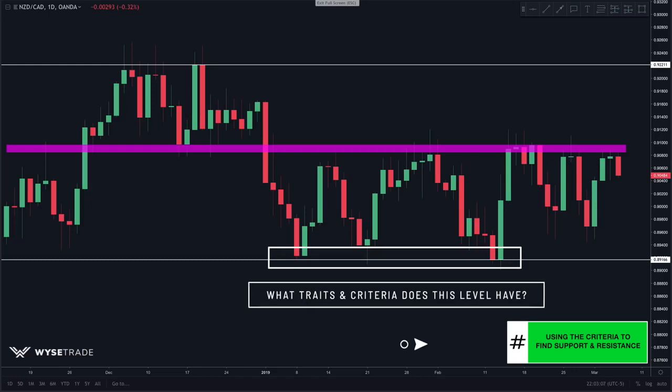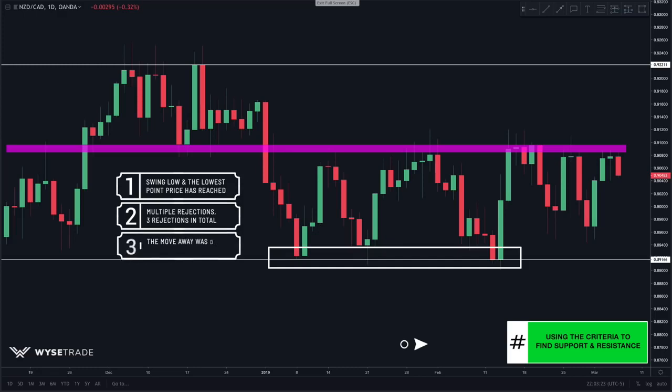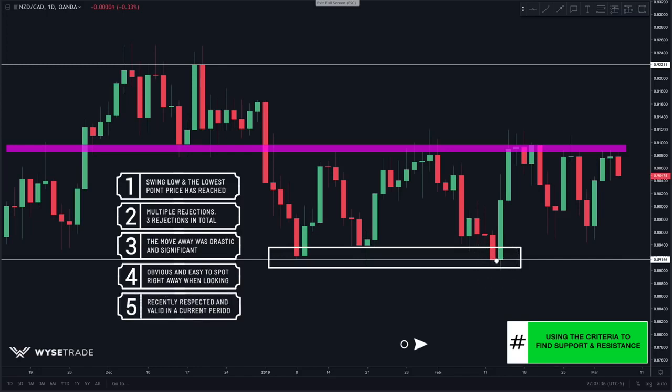So again, what criteria does this level have that makes it a good level of support? 1. It is the extreme swing low, meaning the lowest point price has reached in recent time. 2, there were multiple rejections of this level, 3 in total. 3, the move away was drastic because as you can see, price reversed significantly when it got here. 4, the level is obvious, as you should have easily spotted it when looking at the chart. And 5, it was recently respected and occurred in a recent time period.